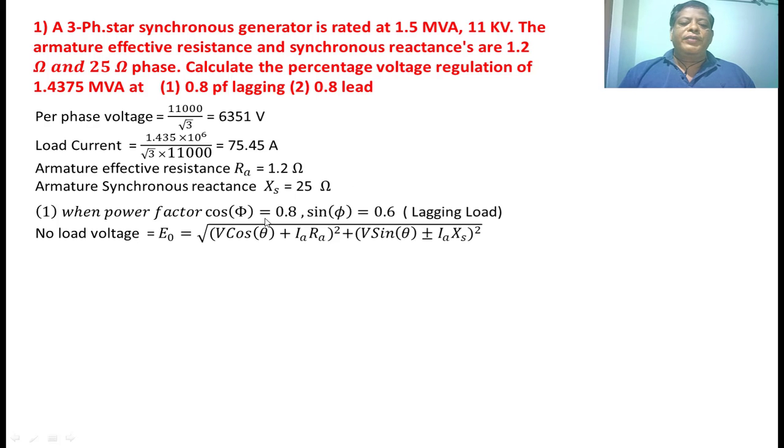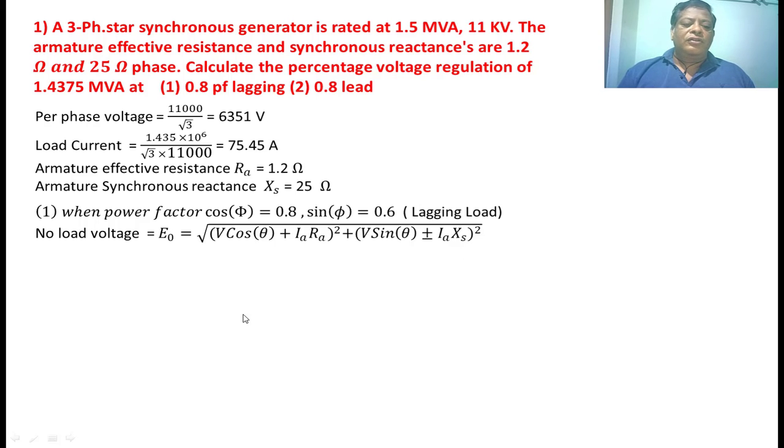When the power factor cos phi equals 0.8, sin phi equals 0.6. We know the excitation voltage E naught or EF equals square root of (V cos theta plus IA RA) whole square plus (V sin theta plus or minus IA XS) whole square. V is nothing but the per phase rated voltage. Cos theta value is given 0.8. Sin theta value is 0.6. IA value becomes this one, nothing but the load at which you have to find out the voltage regulation. RA value is given in the numerical. XS value is also given in the numerical.